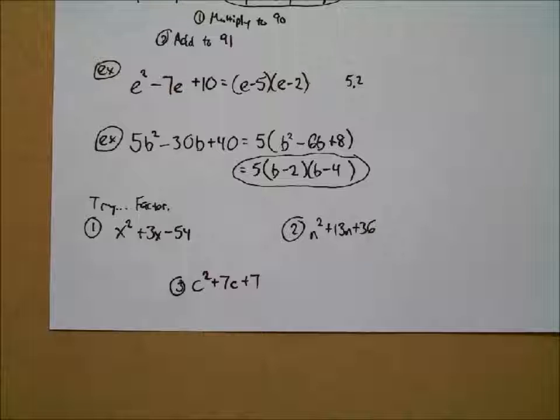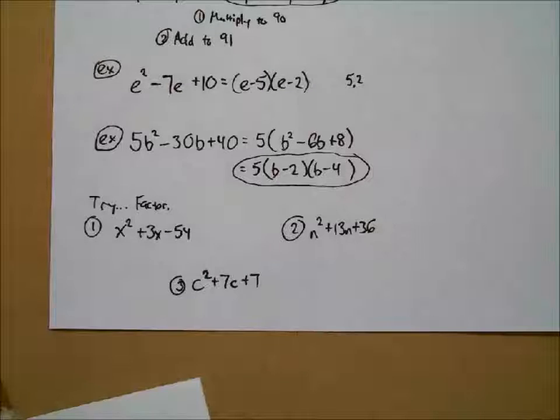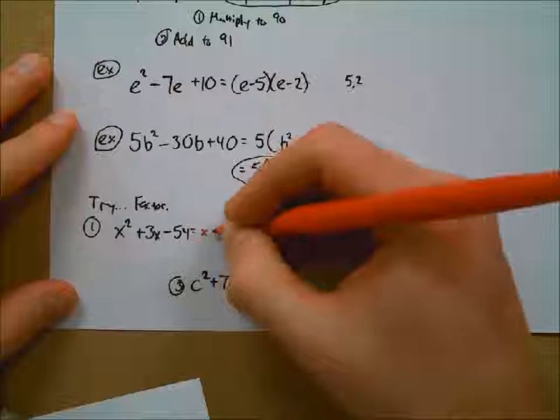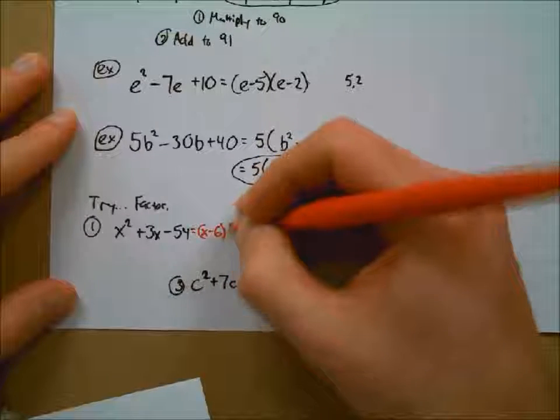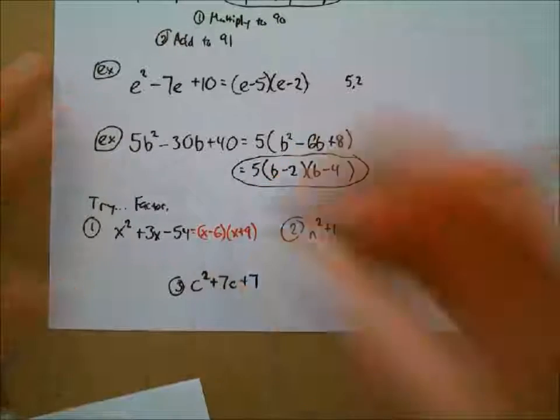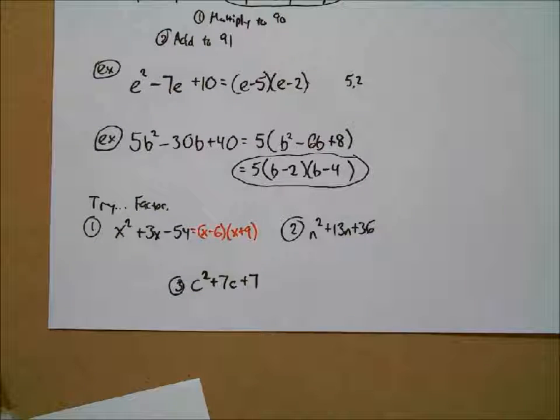Bless you. Chrissy, were you able to figure it out? All right, Chrissy, what do you got for us now for number 1? Aha, so x minus 6 times x plus 9 is what you see. Okay? Everyone okay with that?